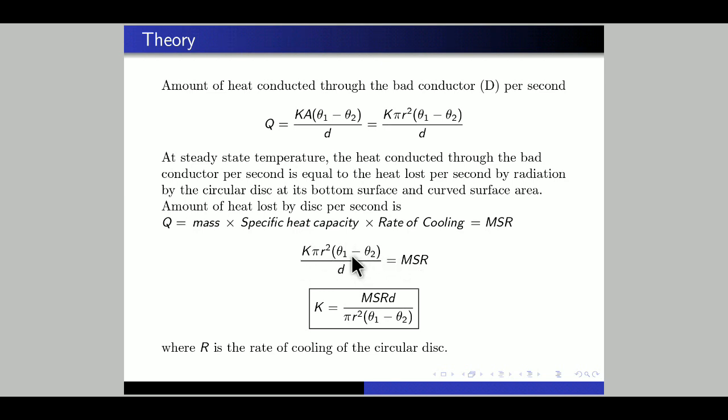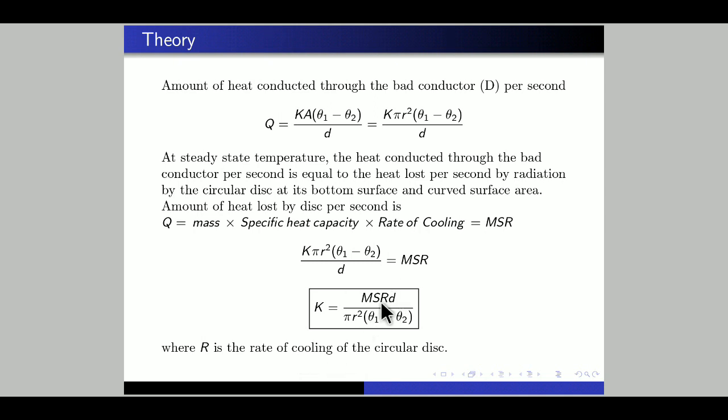The left hand side is heat conducted by the bad conductor, the right hand side is the heat lost by the Lee's disc. Now equating the expressions, we can find the thermal conductivity of the bad conductor, K is equal to m s R d divided by pi r square into theta 1 minus theta 2. Theta 1 is the steady state temperature of the steam chamber. Theta 2 is the steady state temperature of the Lee's disc. The radius of the circular disc and the radius of the bad conductor are both the same. M is the mass of the Lee's disc, S is the specific heat capacity of the disc, R is the rate of cooling, and d is the thickness of the bad conductor.